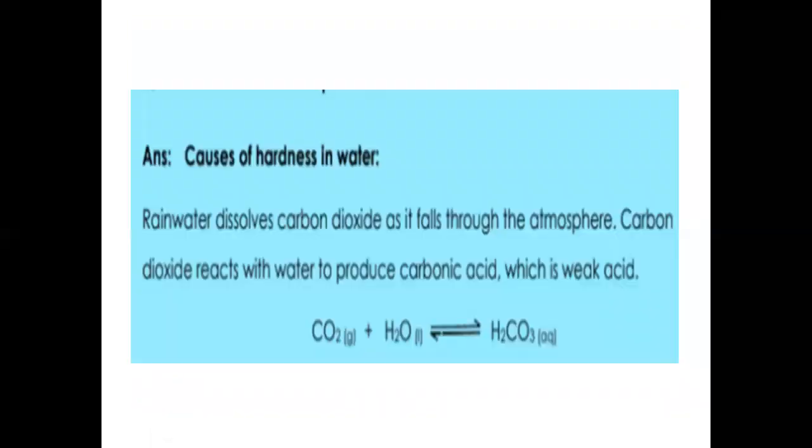Rainwater dissolves carbon dioxide as it falls through the atmosphere. Carbon dioxide reacts with water to produce carbonic acid, and carbonic acid is a weak acid. It will decrease the pH of rainwater to 5.6. This is the reaction of carbon dioxide with water to form carbonic acid, which is present in rainwater.